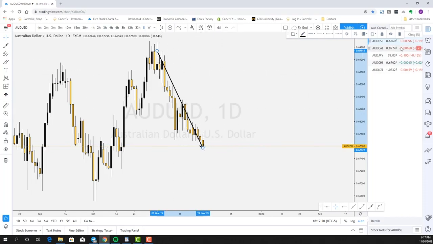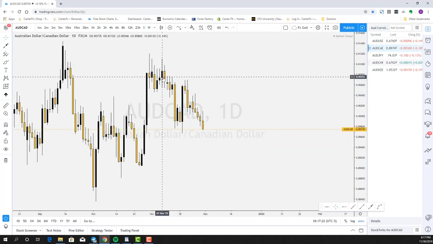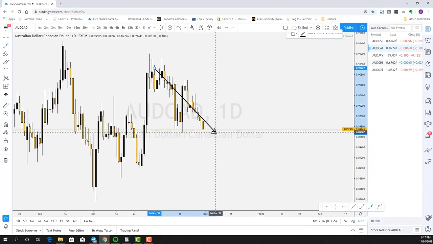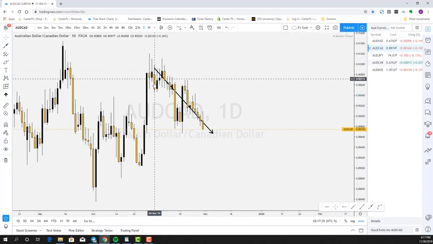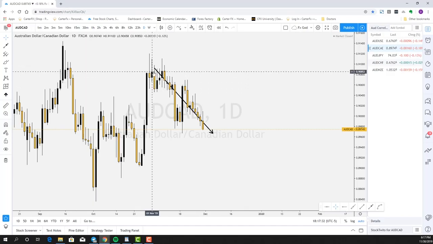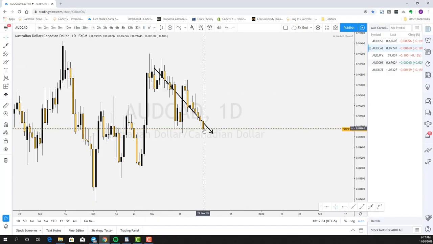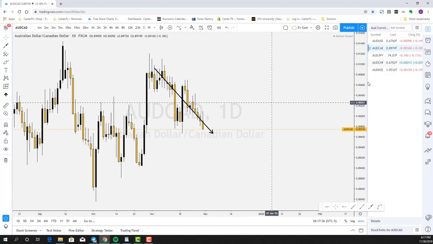Now if I go to AUD CAD and I find the 4th of November, you're going to see the same thing. We have been going bearish, with the 4th of November being the main turning point in which AUD CAD started to go bearish, similar to AUD USD.